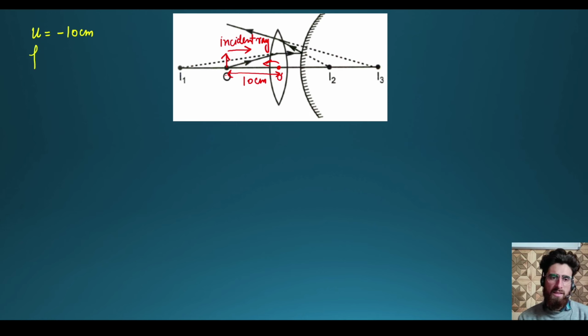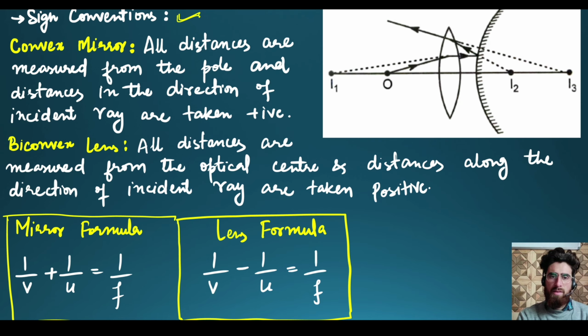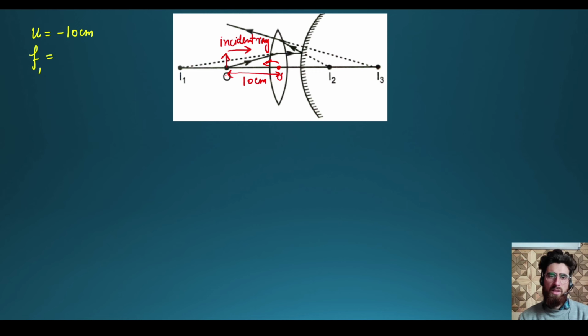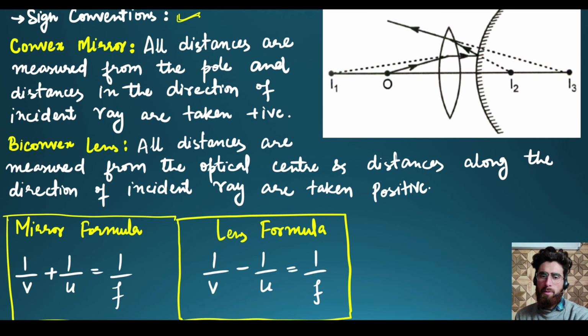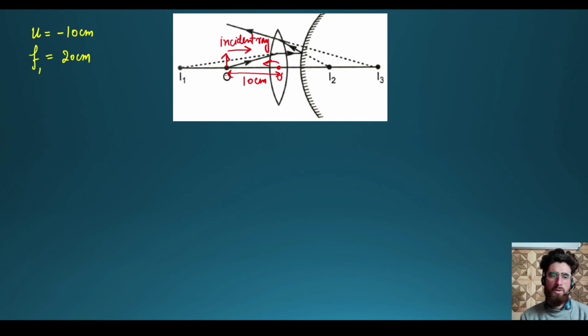The focal length of the biconvex lens is positive. F1, it's given out to be how much? 20 centimeters. F1 is given as 20 centimeters. We have to determine in this case where the image will be located. We will use the lens formula. What's the lens formula? 1 upon V minus 1 upon U equals 1 upon F.